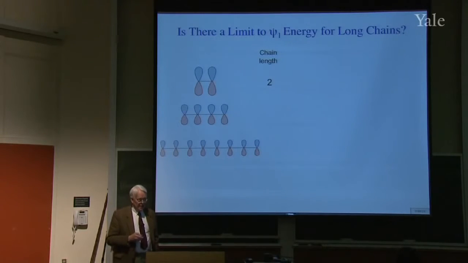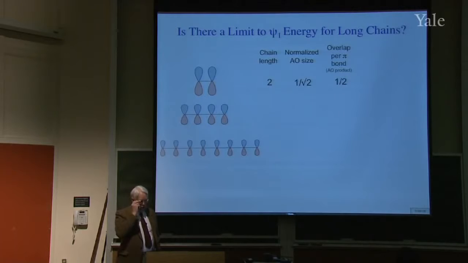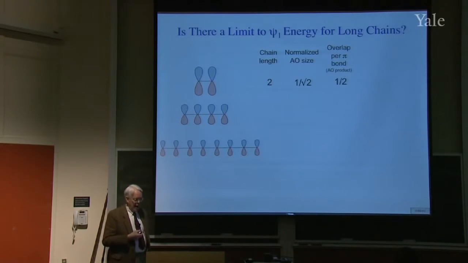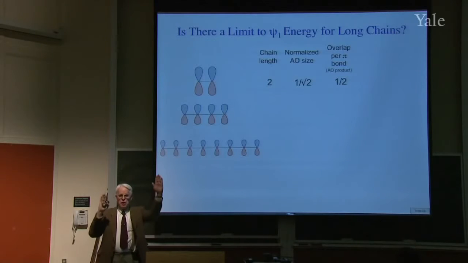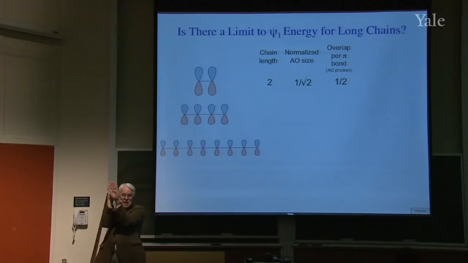So there the chain length is 2 for ethylene, right? And the normalized atomic orbital size is 1 over the square root of 2. So when we square and sum, we get 1, okay? So the overlap, when you have this one pi bond, is 1/2. It's 1 over the square root of 2 here, 1 over the square root of 2 here. Multiply them together to see how much they overlap, right? And you get 1/2 in some units.